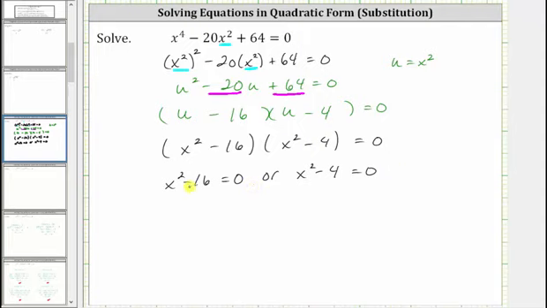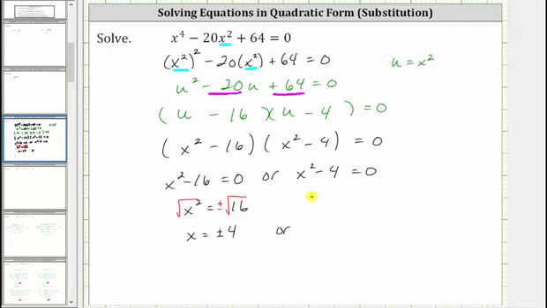To solve here, we could factor again, but let's isolate the x squared and square root both sides of the equation. If we add 16 to both sides, we have x squared equals 16, and now we square root both sides of the equation, but to make sure we get both solutions, we include a plus or minus on the right. The square root of x squared is equal to x. We have x equals plus or minus the square root of 16, which is 4. Here we have x equals plus or minus 4.